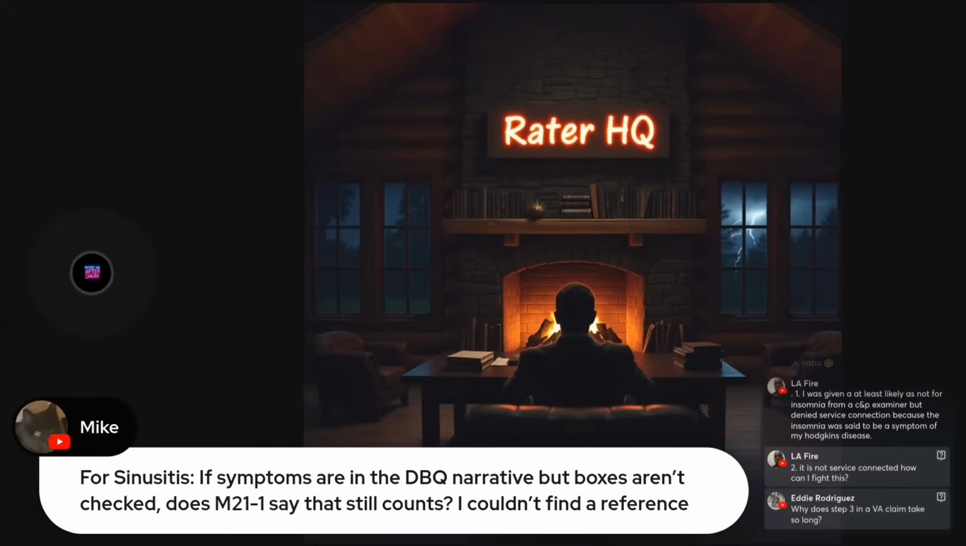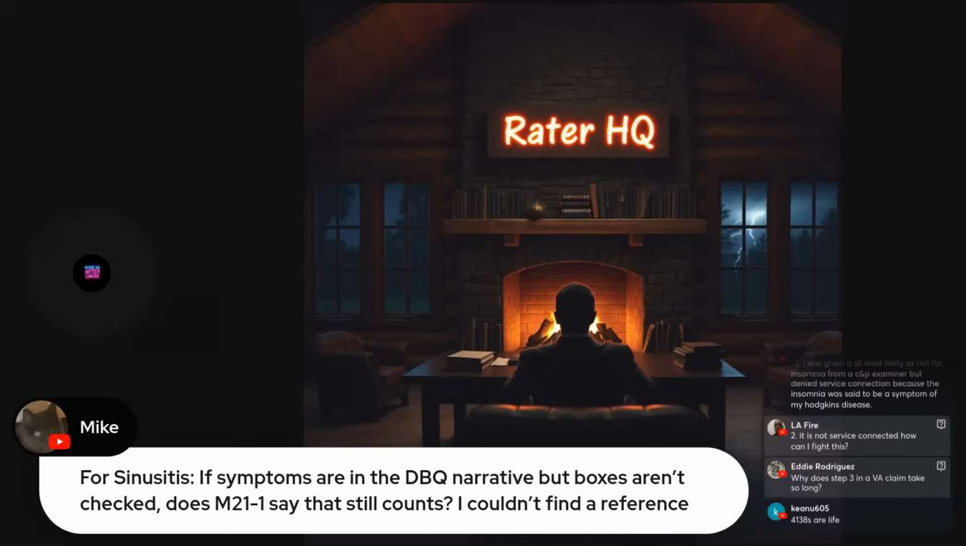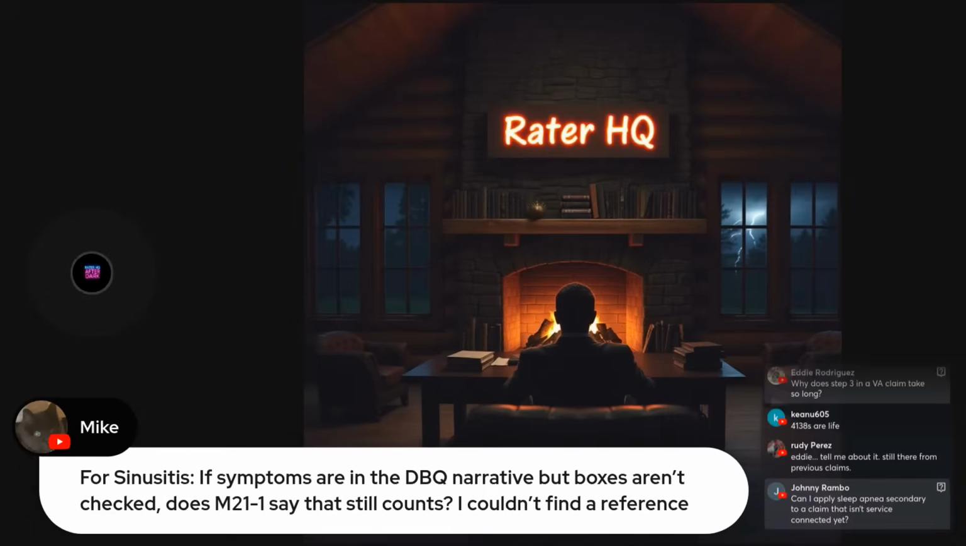For sinusitis, if symptoms are in the DBQ narrative but the boxes aren't checked, doesn't it still count? It can count for conflicting evidence. So this would be a duty to assist error. It should go back within the claim that it's in.